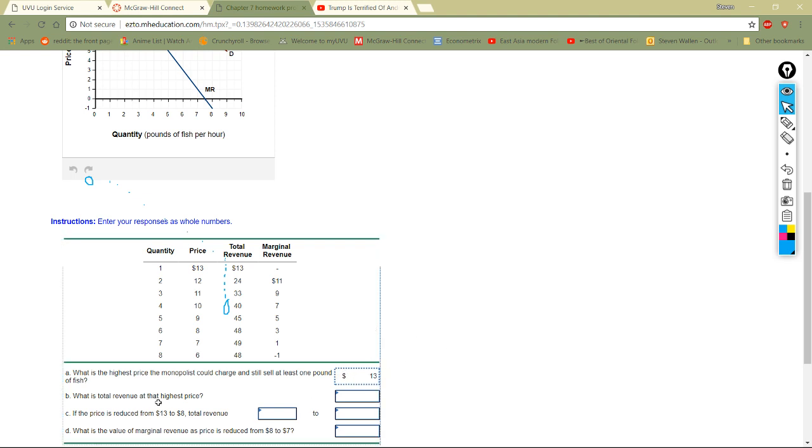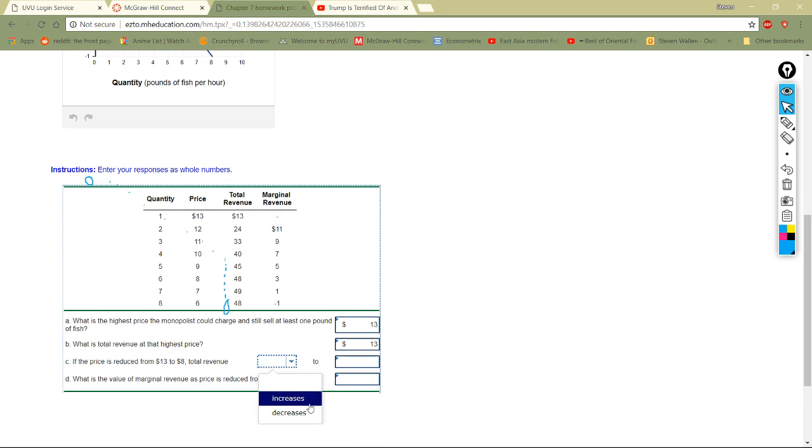What is the total revenue at the highest price? Well, if you're only selling one, then your revenue is going to be 13 as well. That is your revenue. You sold one. Good job. All right. If the price is reduced from 13 to 8, they want to know, total revenue will what?